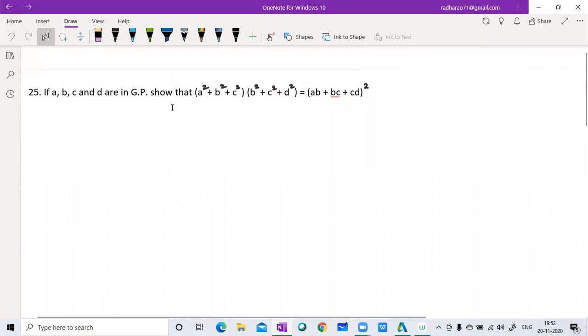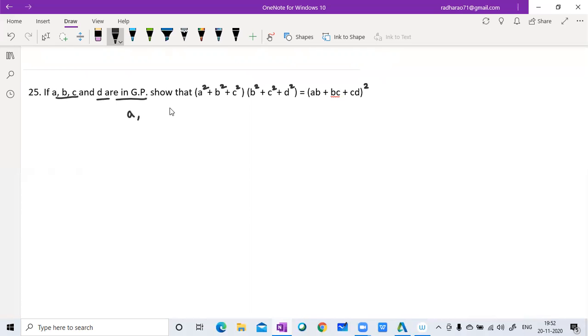The 25th question. If a, b, c and d are in GP, show that (a squared plus b squared plus c squared) into (b squared plus c squared plus d squared) is equal to (ab plus bc plus cd) the whole square. What is given? a, b, c and d are in GP.